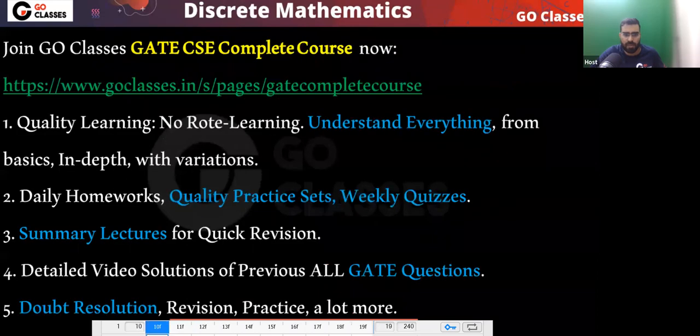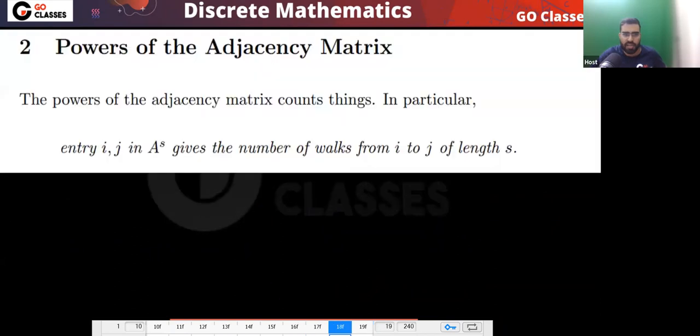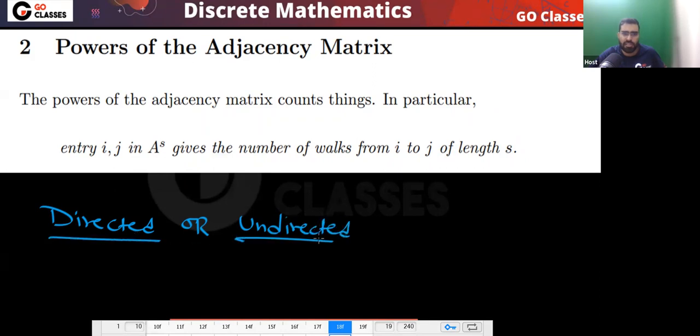So let's start. You already know what is power of adjacency matrix, so tell me what it will tell you. In any directed or undirected graph, if you do adjacency matrix power S, then it will give you the number of walks between every pair of vertices, number of walks of length S, correct? Your graph can be directed or undirected, whatever graph you take, this will happen.